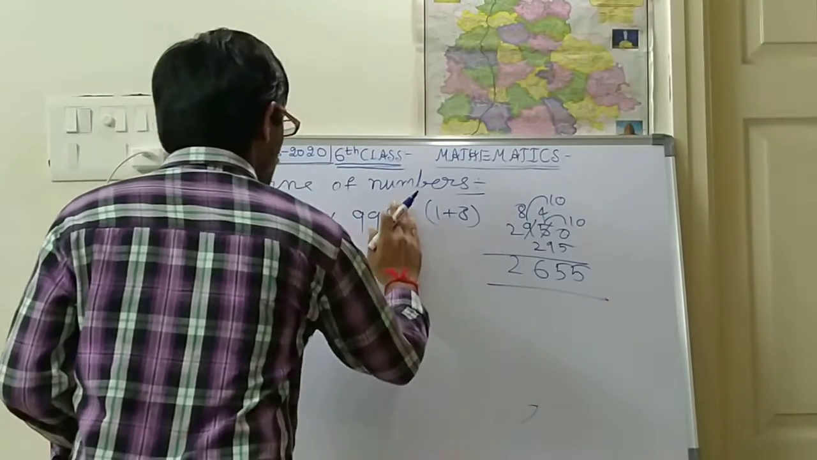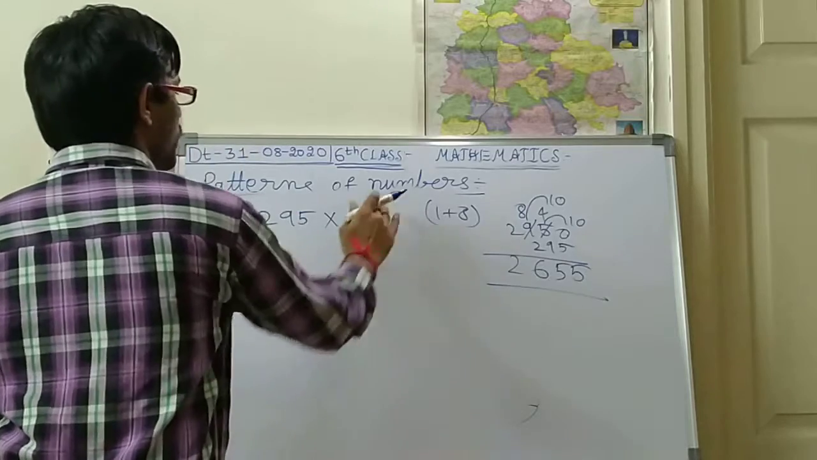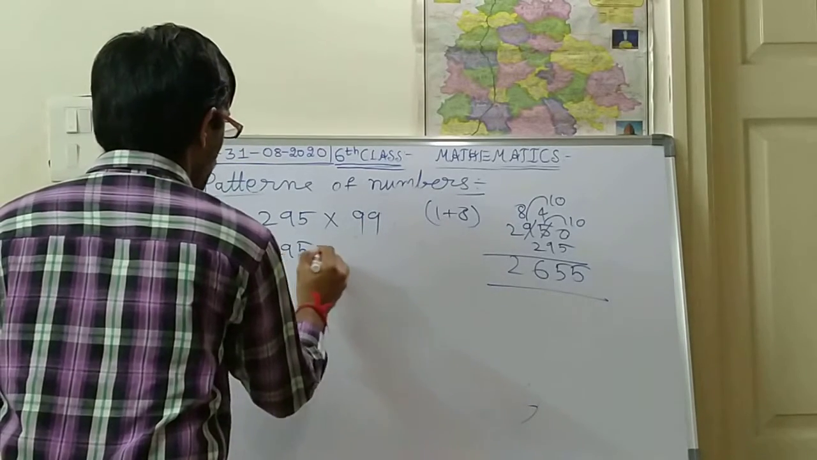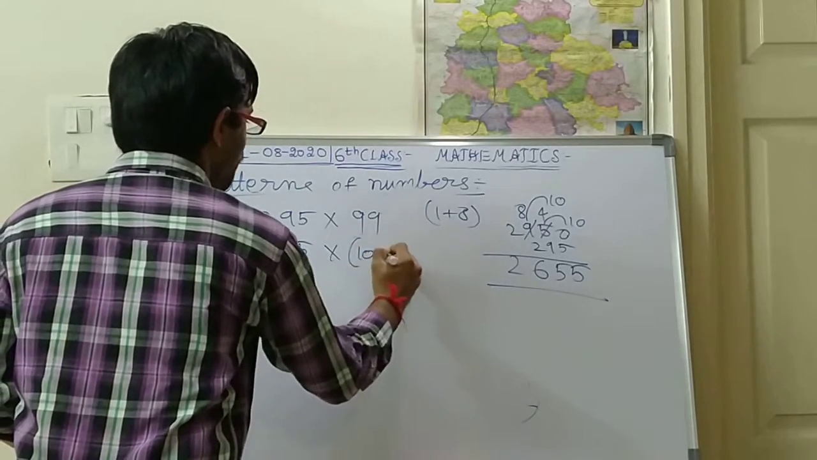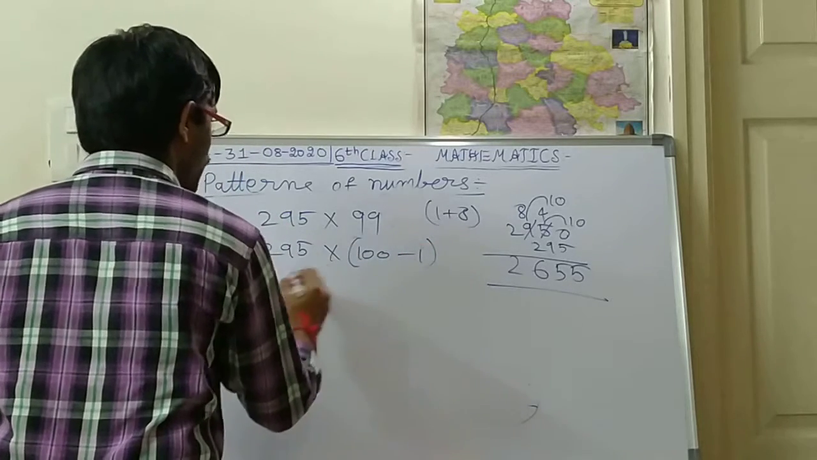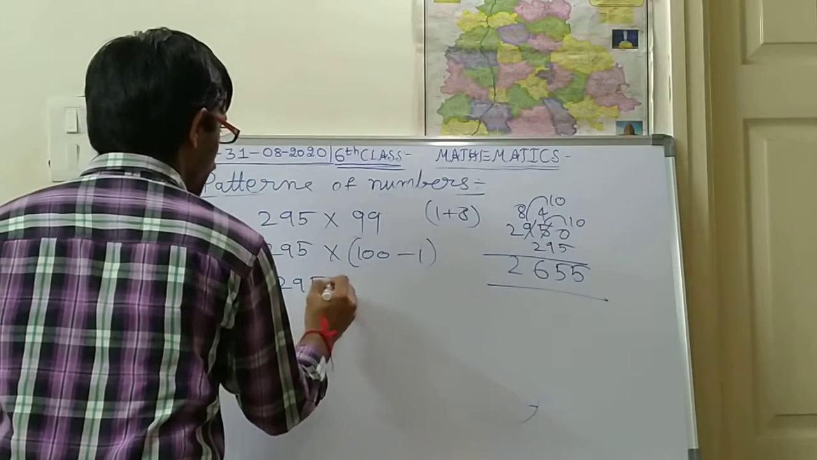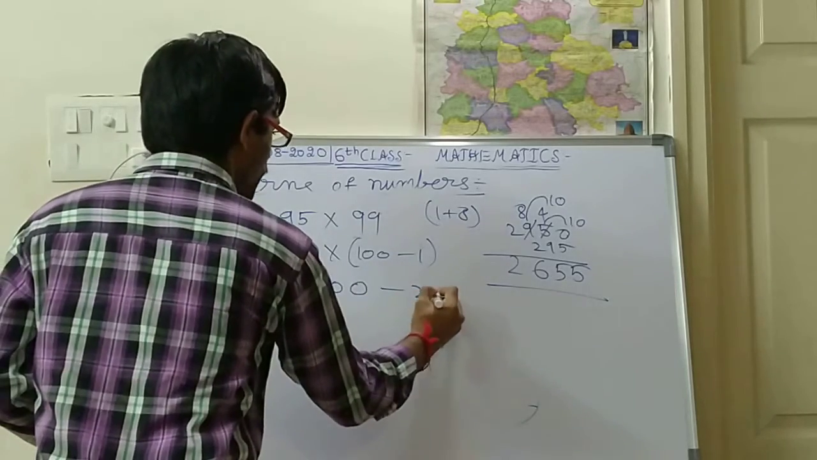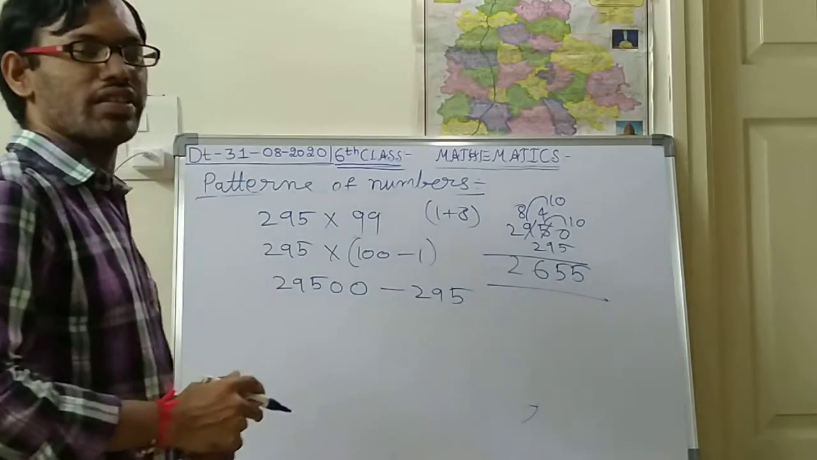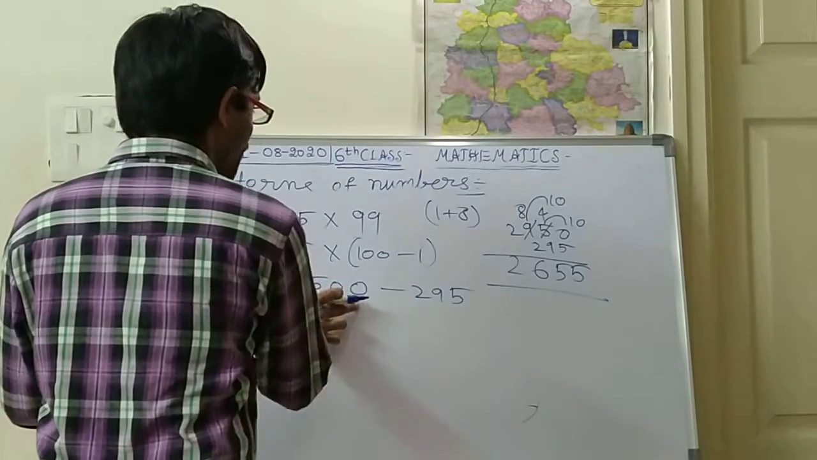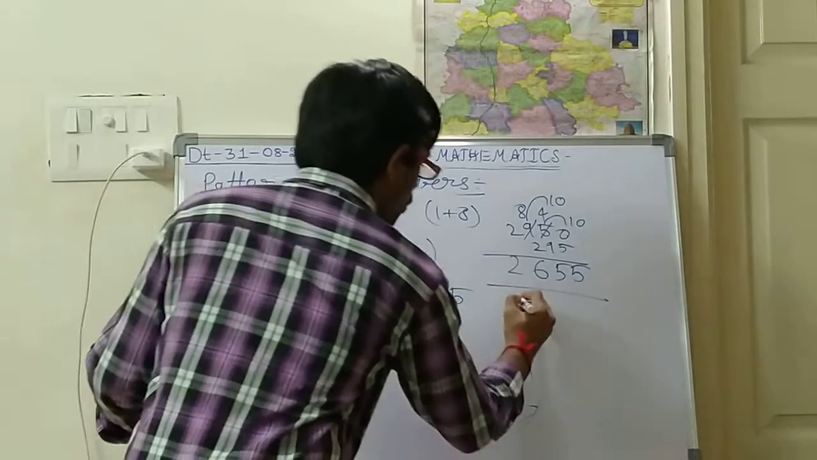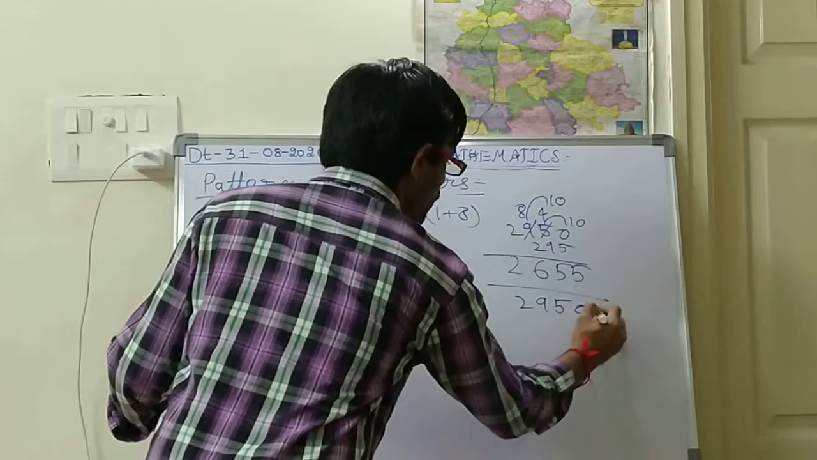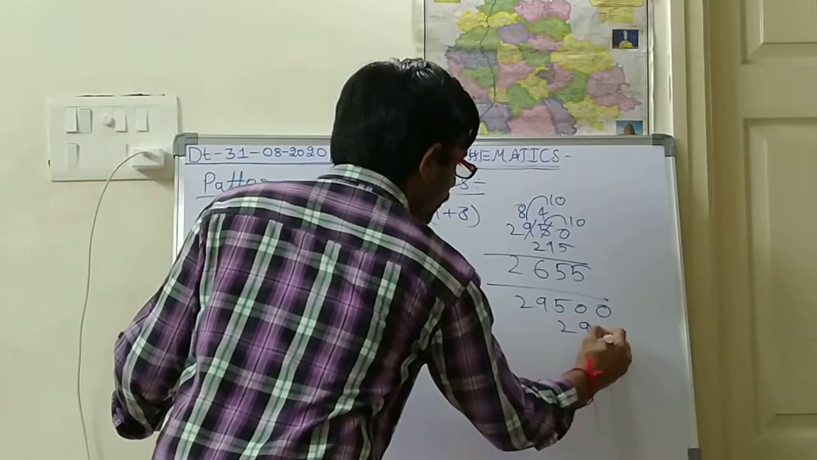One problem we should do with 99. So 295 into 100 minus 1. 295 into 100, add 2 zeros, is 29500, minus 295. So 29500 minus 295.